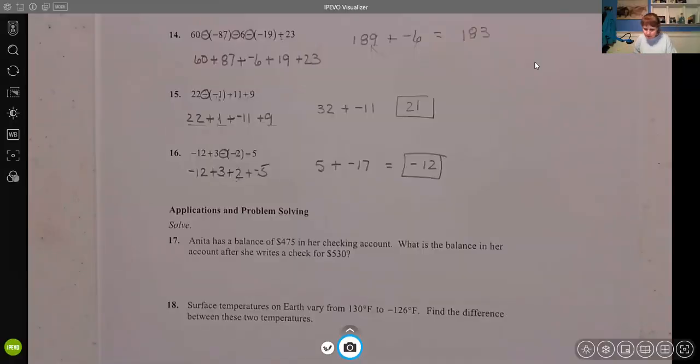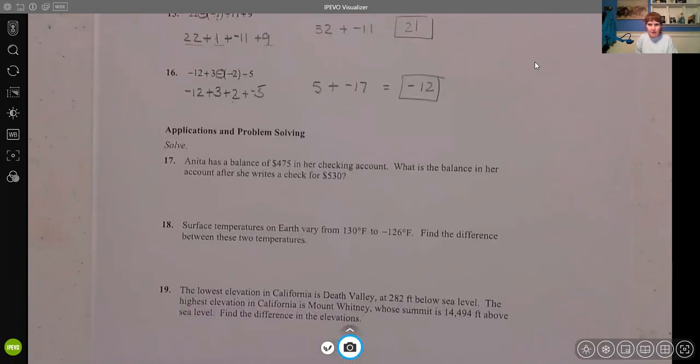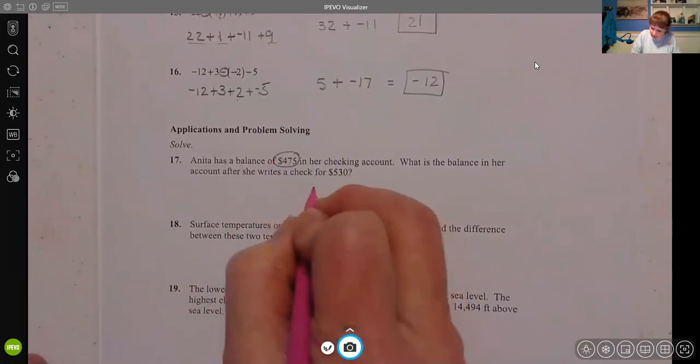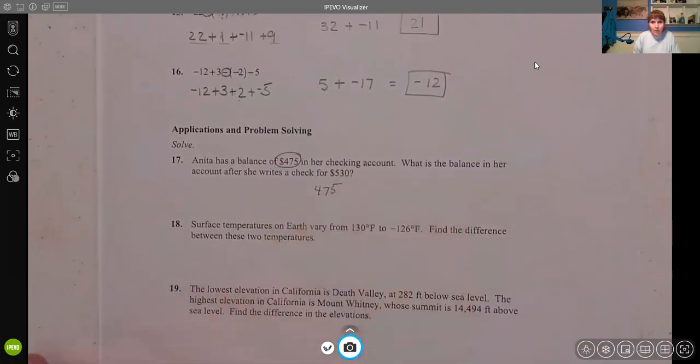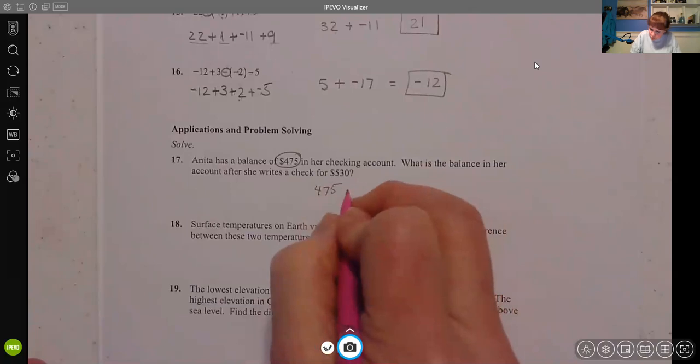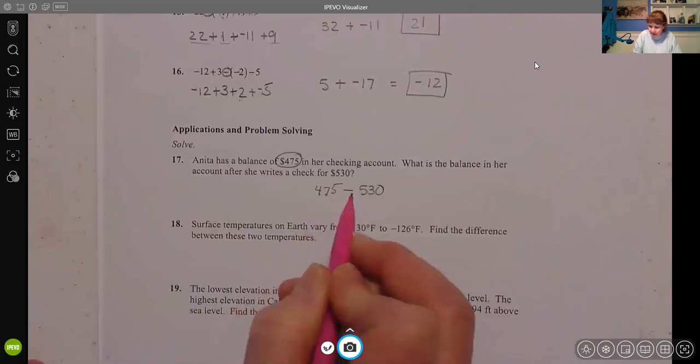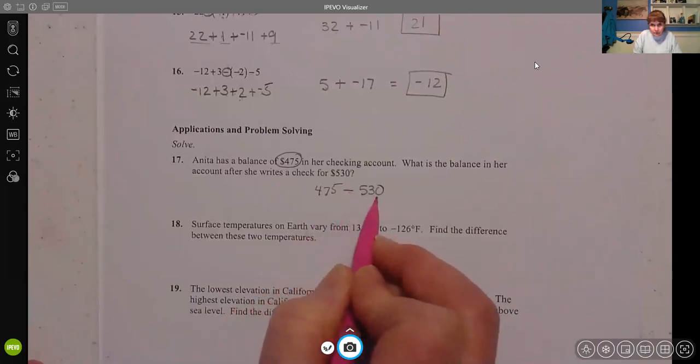All right, so now what we're going to do is look at just a few story problems here. So we have Anita has a balance of $475 in her checking account. What is the balance in her account after she writes a check for $530? What you would do here is this represents a positive number, what she's got in the bank. And what we're going to be doing is adding a negative number, or subtracting 530. So she started with this, and then she's going to subtract 530 from that.